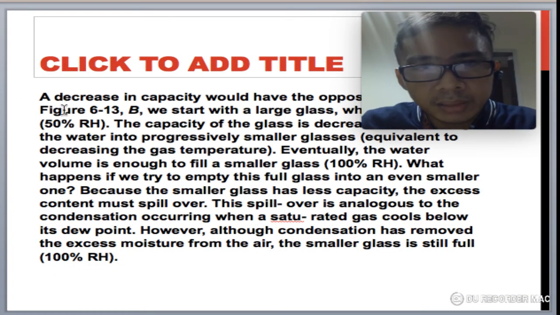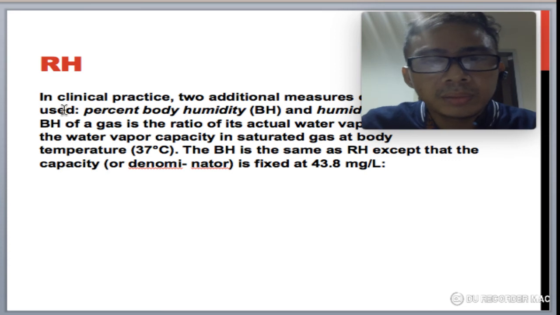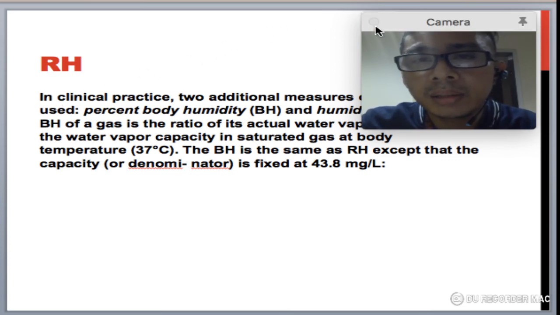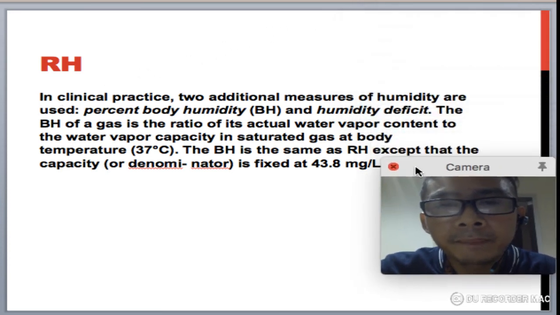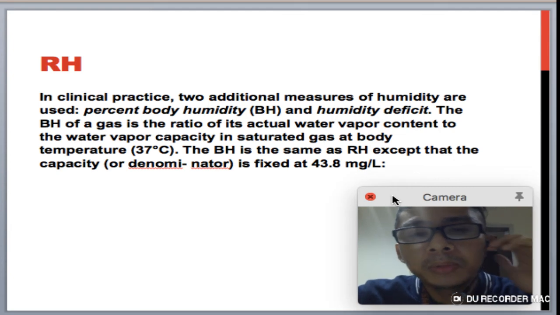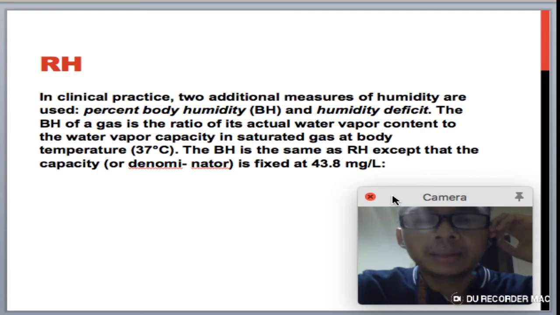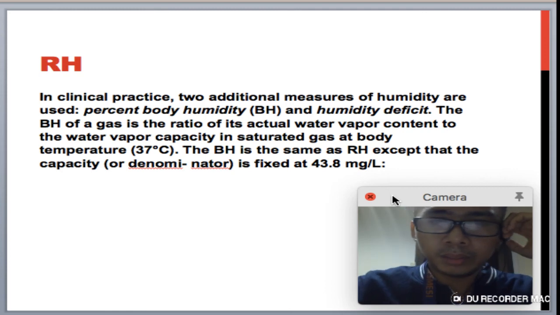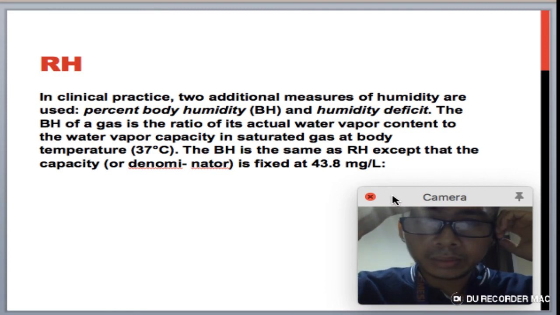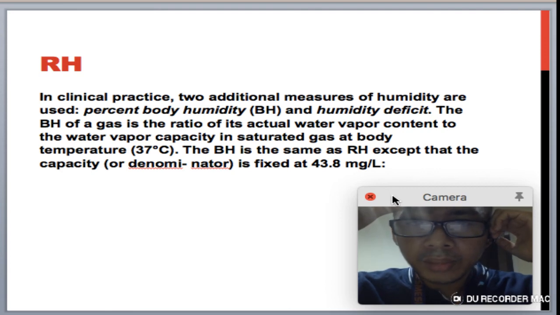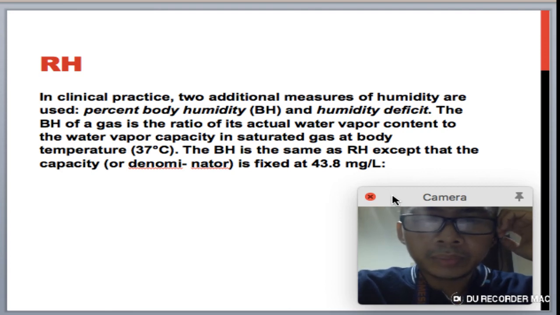So next slide. In clinical practice, relative humidity again, two additional measures of humidity are the percent body humidity, or percent BH as we call it in acronym, and humidity deficit. So remember, in clinical practice we have the percent body humidity and the humidity deficit.